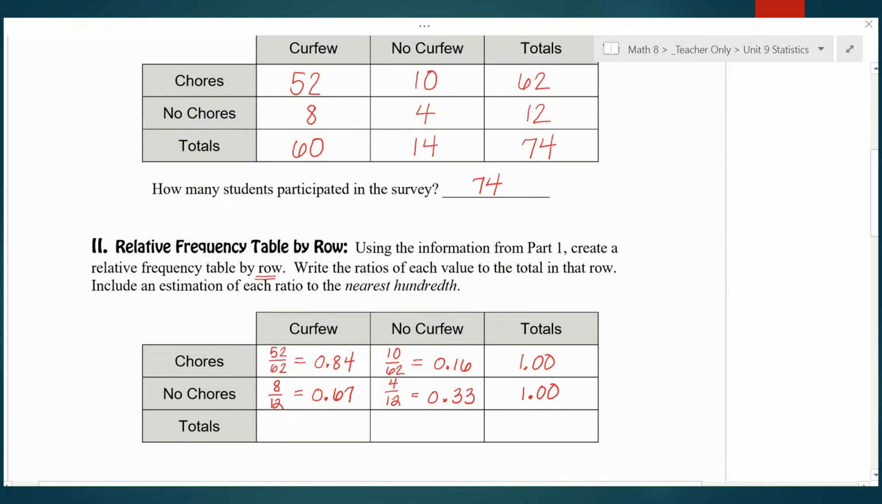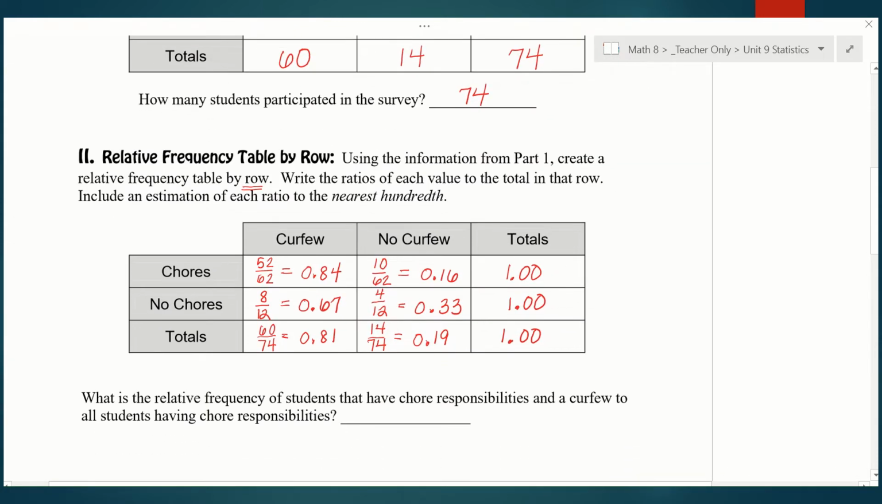And then my last row deals with my totals. My total for curfew was 60 out of the overall total for that row of 74, which is about 0.81 if I divide that. And then here I have 14 had no curfew out of the 74, which gives me 0.19, which again adds to one whole. So when you're doing frequencies by row, your row totals should always come out to be one whole.